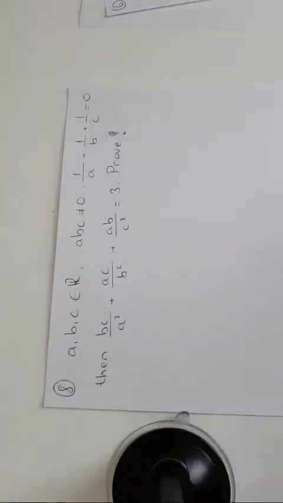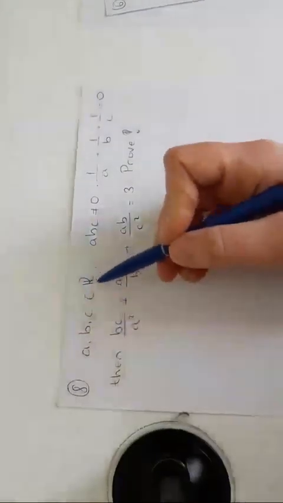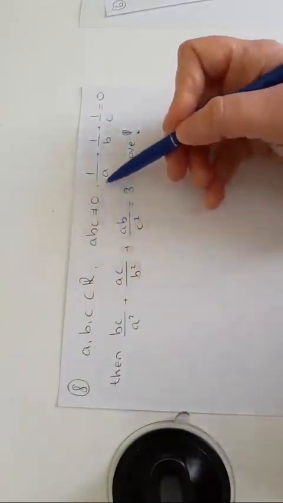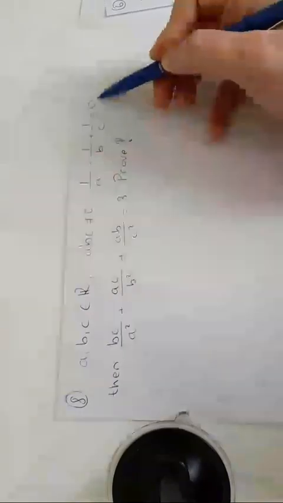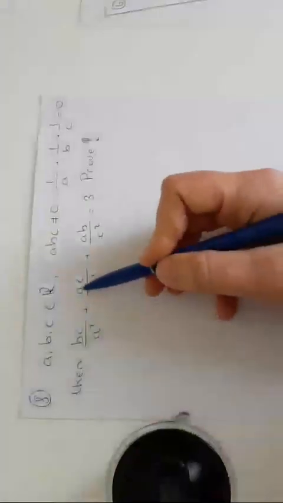So the question is in this way. A, B, C are real numbers. A times B times C cannot be 0. And it's given that 1 over A plus 1 over B plus 1 over C is equal to 0. Then we need to prove that BC over A squared plus AC over B squared plus AB over C squared is equal to 3.